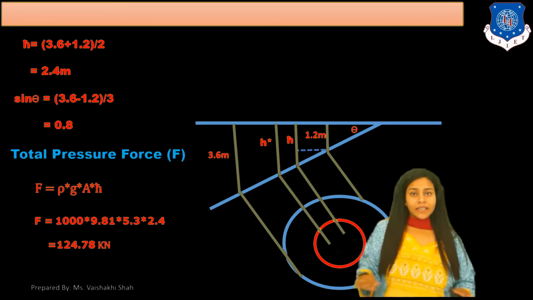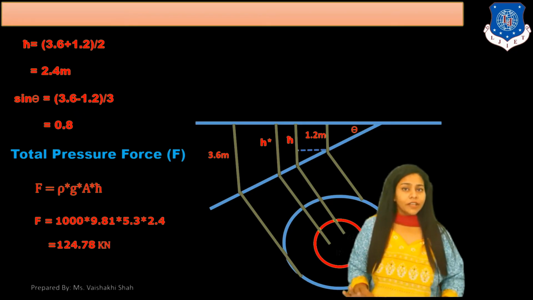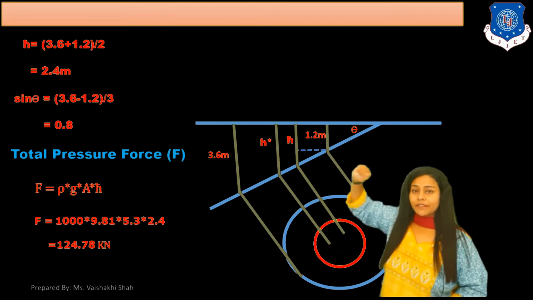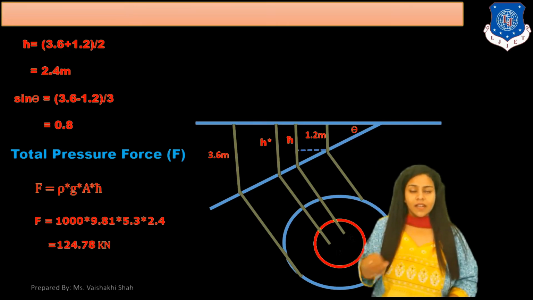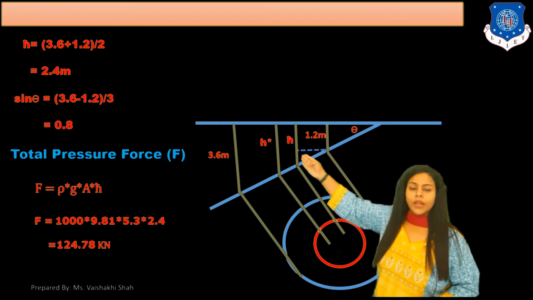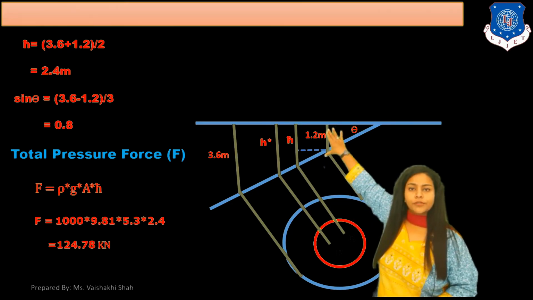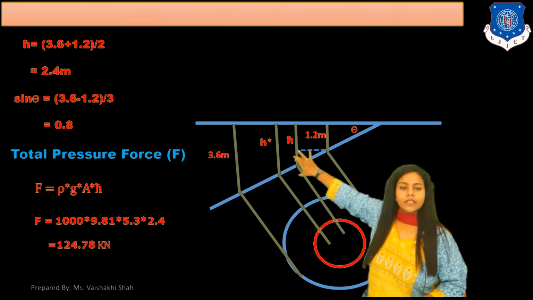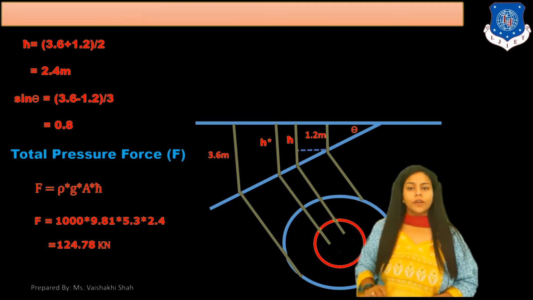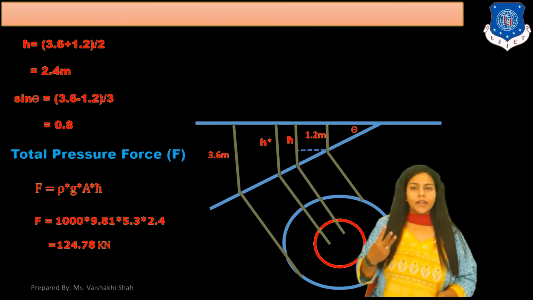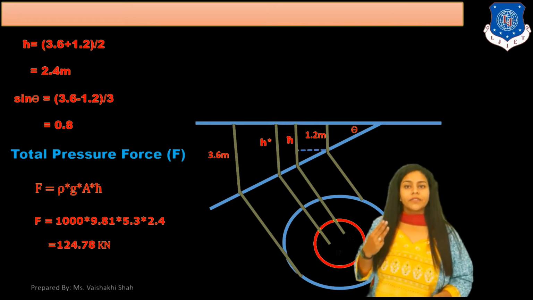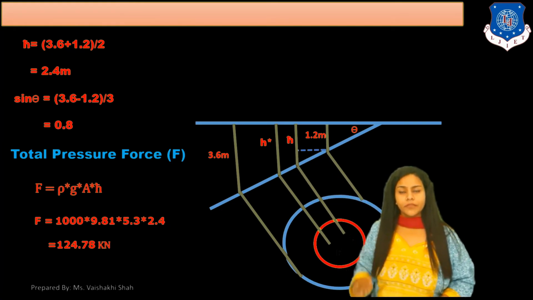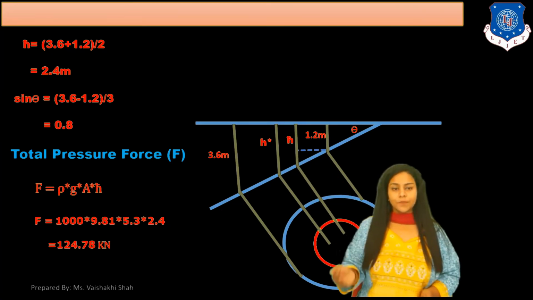Now here the angle theta is not given to you. We have to find out the angle theta. If we apply the equation for sin theta, then sin theta equals the total depth difference, 3.6 minus 1.2, divided by 3. So the value of sin theta is 0.8.